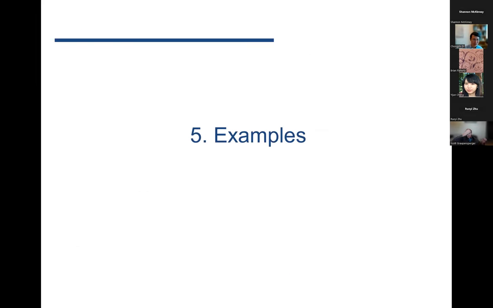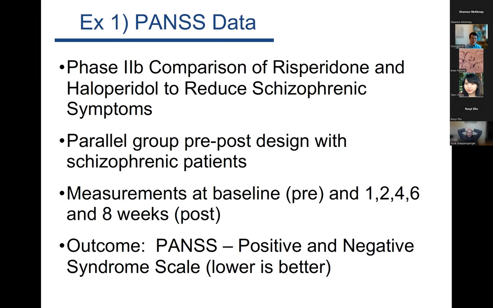Now this example is for a continuous response. It's from a textbook, Analysis of Longitudinal Data. The data is actually from a phase 2B randomized clinical trial comparing two medications to reduce schizophrenic symptoms. So the design is like a pre-post design.